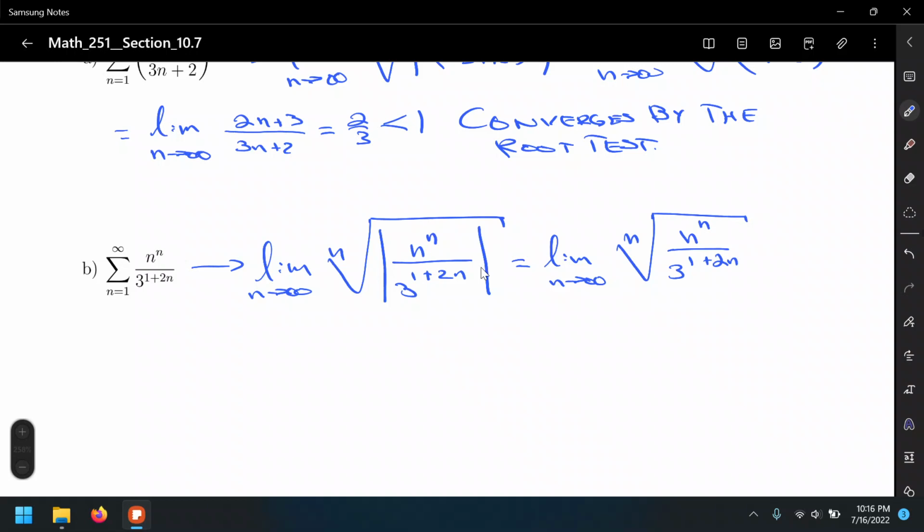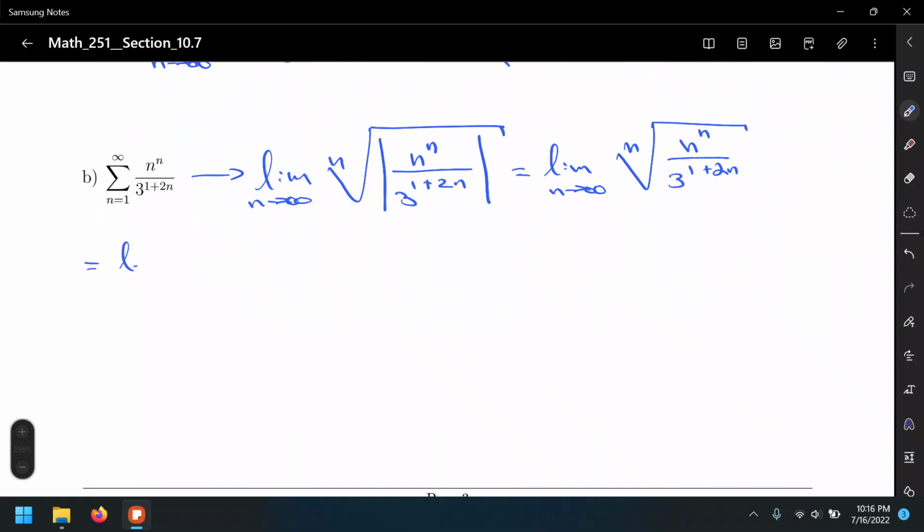Actually, before using the properties of radicals, I'm going to use laws of exponents to rewrite 3 to the 1 plus 2n. That's the limit as n approaches infinity of the nth root of n to the n over 3 to the first times 3 to the 2n. Alright, and in this case, we may go about using properties of radicals.